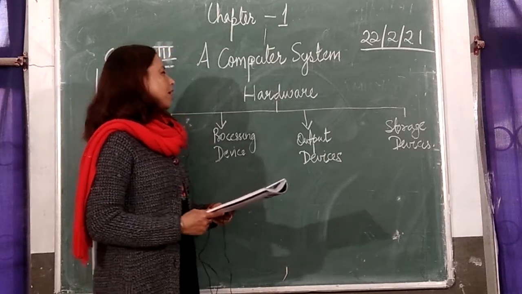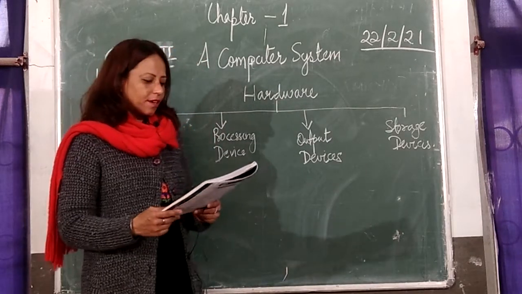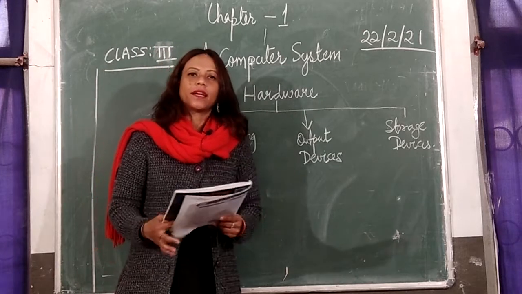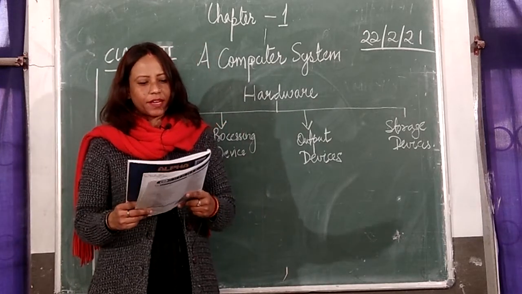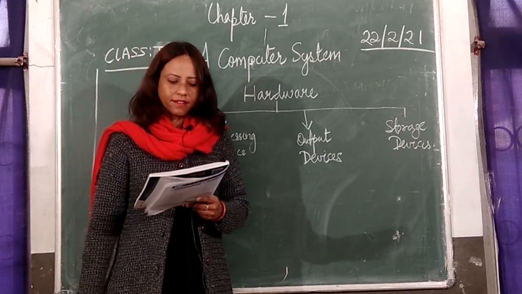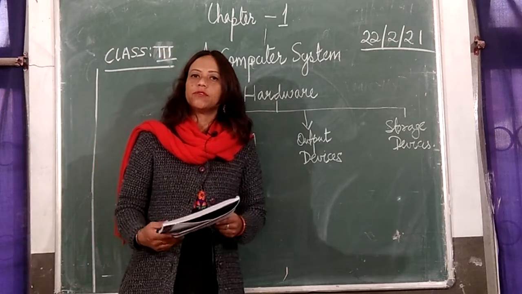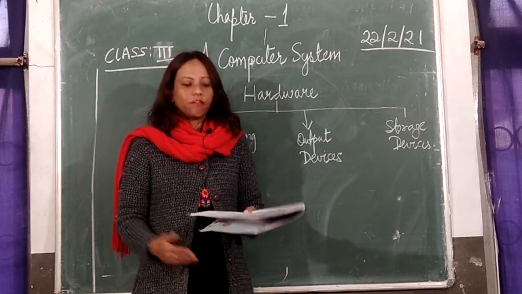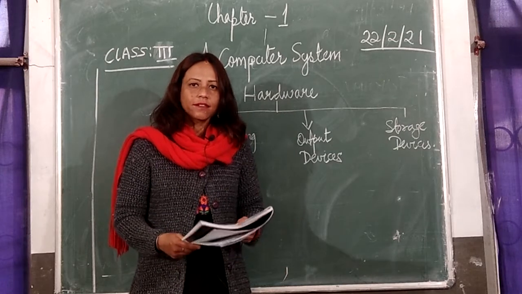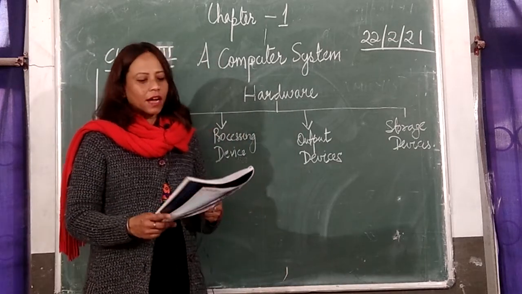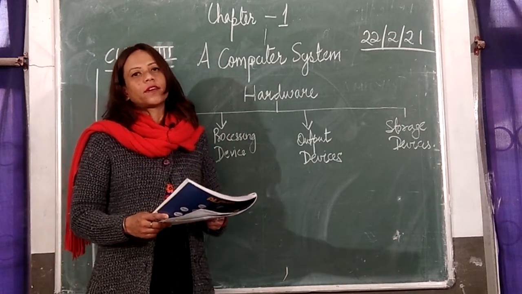We are doing chapter 1, a computer system. In my last class, I explained to you the computer system and how a computer works. Today, we'll go into more detail about it. We'll talk about the hardware parts of the computer.